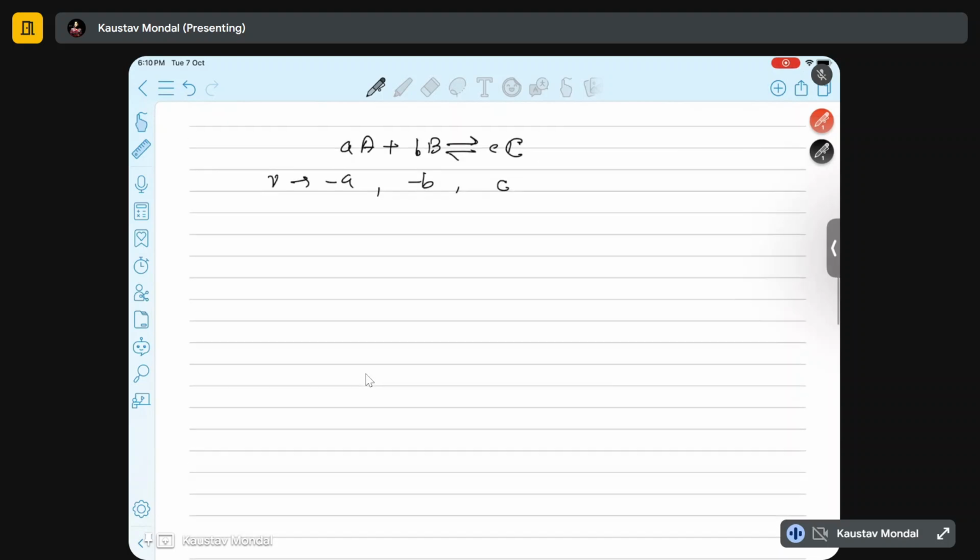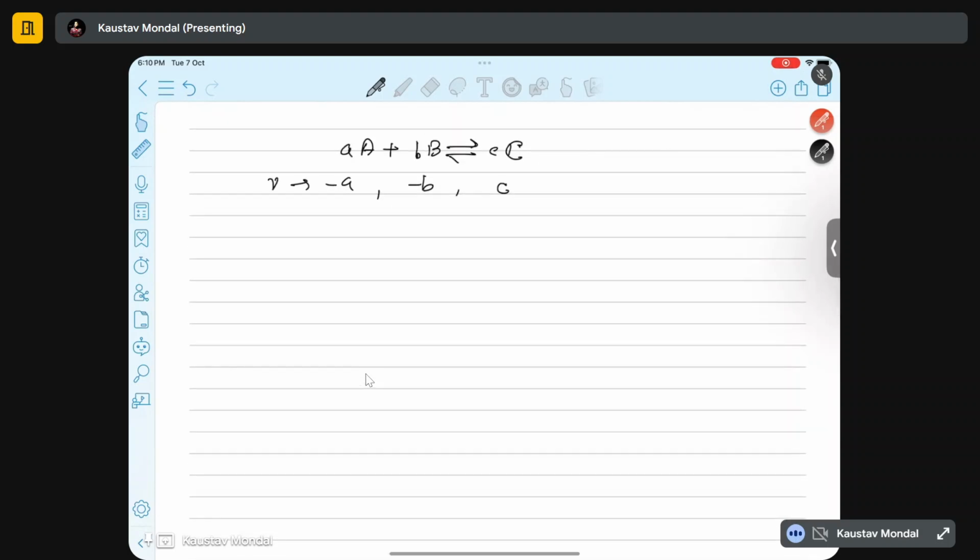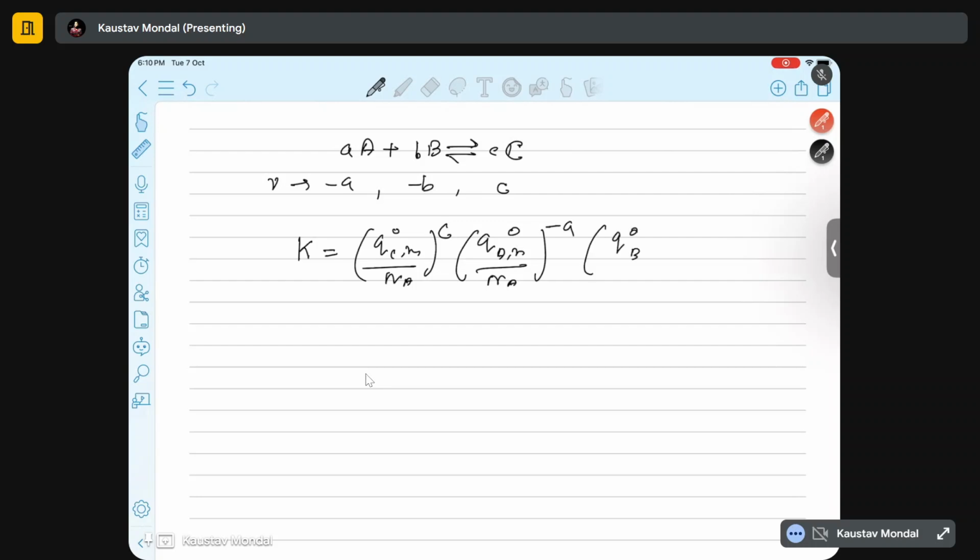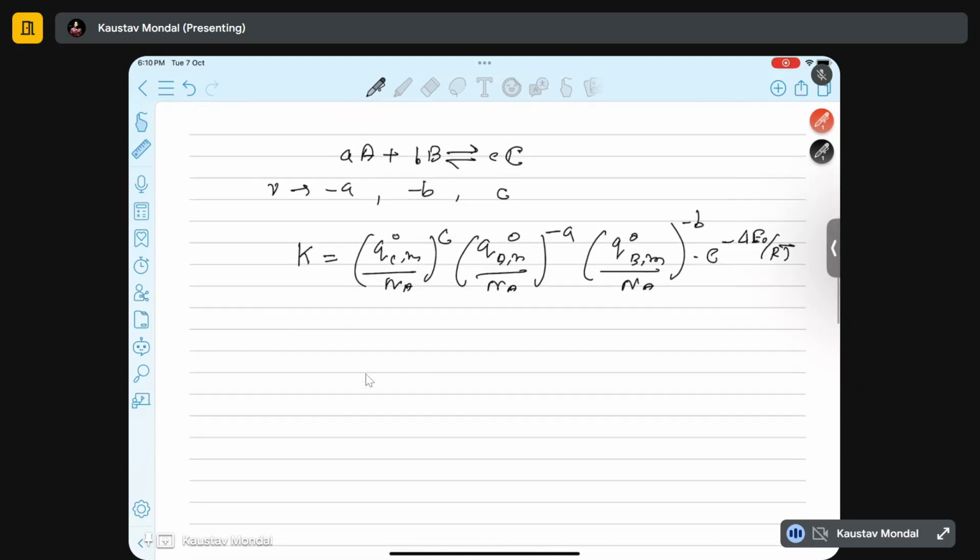Now since we have all the stoichiometric numbers, we can write the equilibrium constant K like this, right? qC by NA to the power c, into qA0 by NA to the power minus a, q0B by NA to the power minus b, into e to the power minus delta E0 by RT. So this is the expression for the equilibrium constant capital K, right?